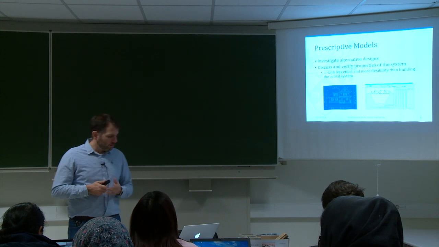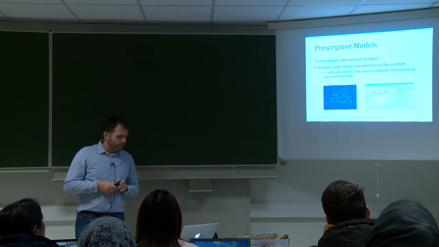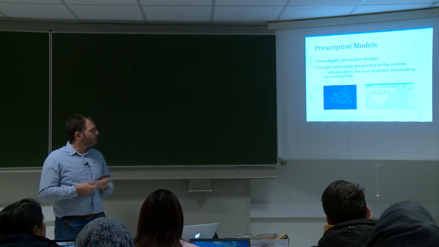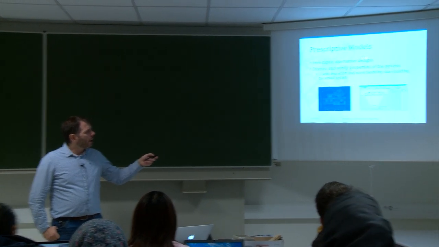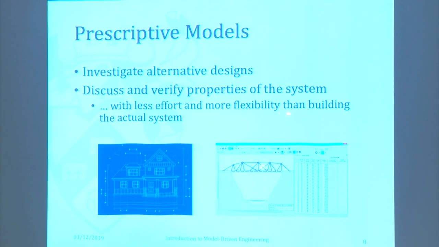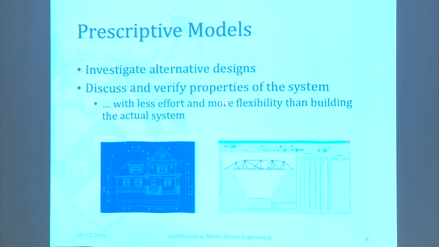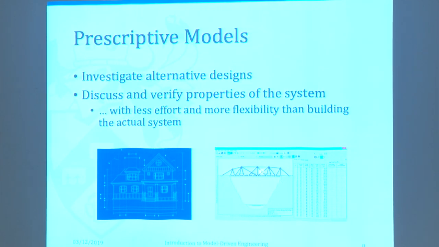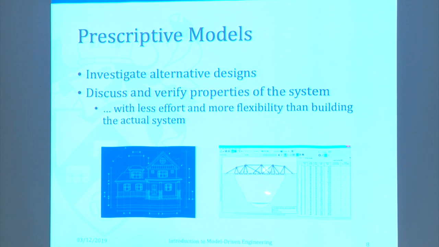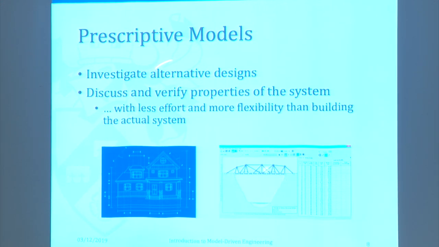Why do we make prescriptive models? So first of all, it makes sense to model when creating a model is cheaper and more flexible than building the actual system, right? And this is one of the main reasons why we draw models, because in a very cheap and flexible way, we can investigate different alternatives, alternative designs.